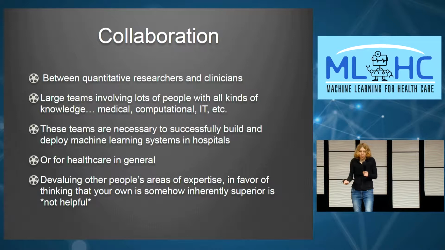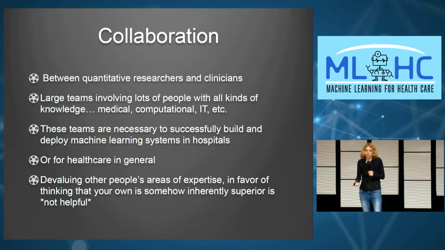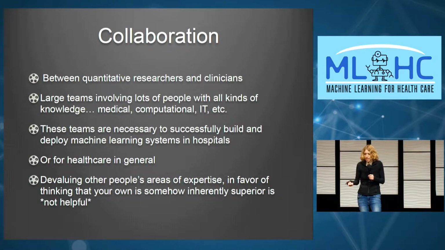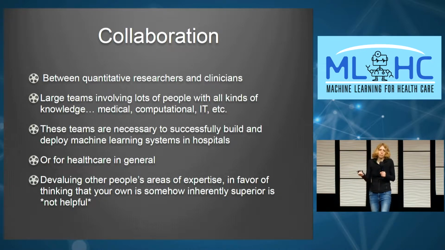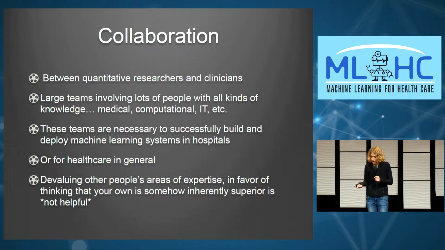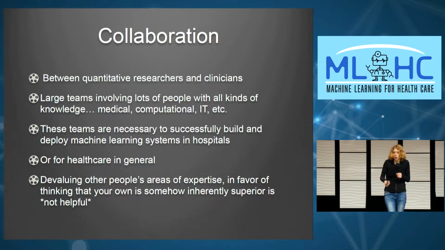And those people have all kinds of knowledge, right? So it can be medical knowledge, all kinds of medical knowledge, so you might need a whole team of specialists that you're speaking to. It can be computational knowledge, right? So you might need somebody who does machine learning research. You might need people who do other kinds of data science in order to translate that to deployment. It might be IT or infrastructure. And you'll be hearing from a lot of different people who've worked on different parts of deployment of, in particular, sepsis. So these teams are really necessary to successfully build and deploy machine learning systems in hospitals or in healthcare in general.